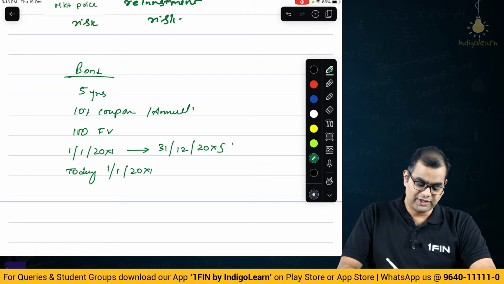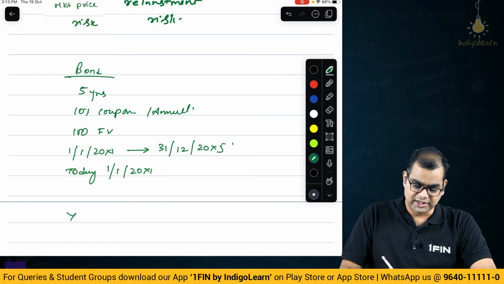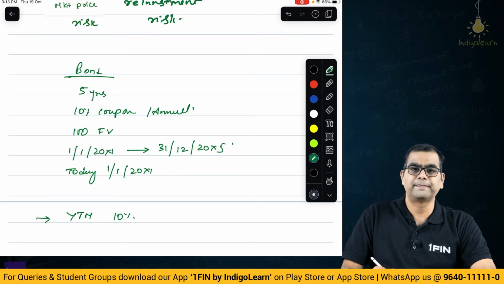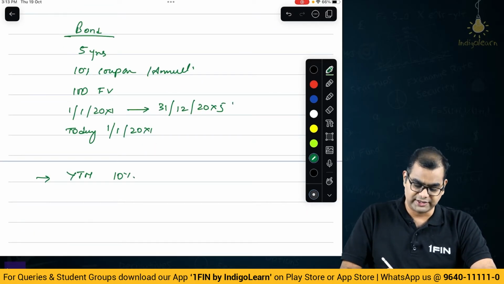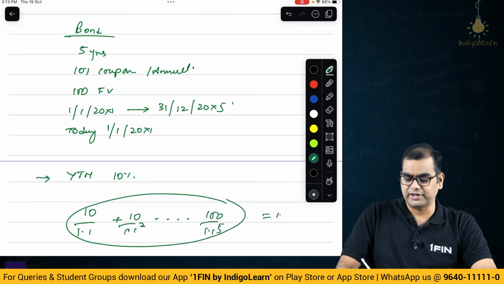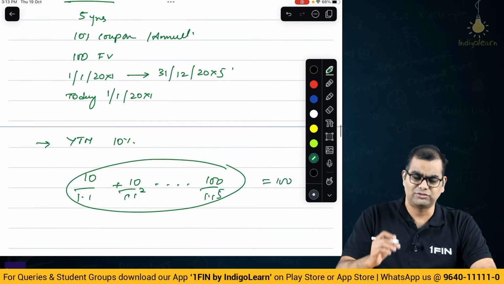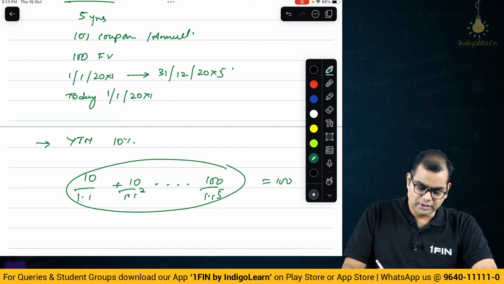Right now, face value is 100 and 10% coupon is annual, then basically it means in this kind of scenario, YTM is 10%. Now, what does YTM 10% imply? We already discussed, where we said, you discount the cash flow 10 by 1.1 plus 10 by 1.1 whole square, so on and so forth, till 100 by 1.1 power 5. You discount everything, you will get the same 100 rupees is what we discussed. If you do not remember, please go back an hour or so in the video, you will understand that.